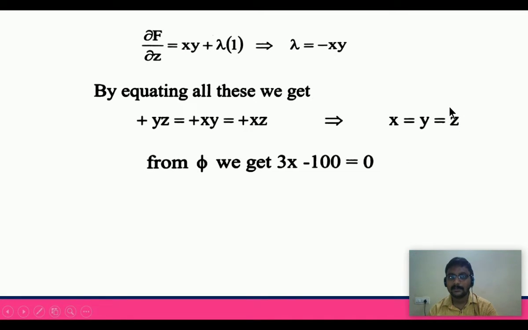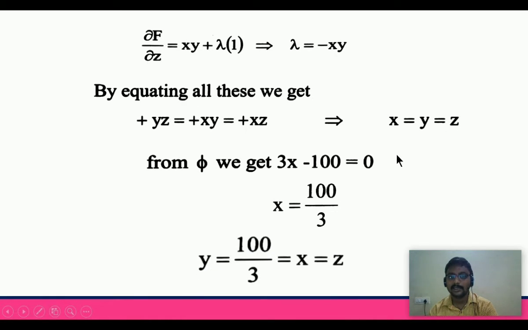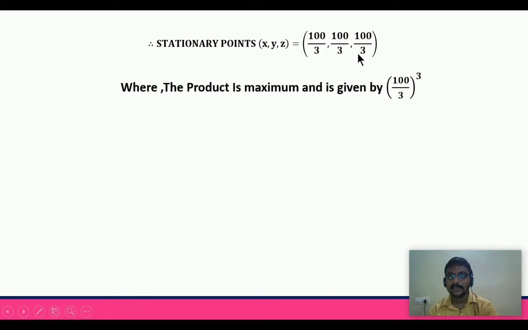So z is replaced with x and y is replaced with x. So we will have x plus x equal to 100, or 3x equal to 100, or 3x minus 100 equal to 0, which implies that x is 100 by 3. Since x equal to y equal to z, we will have y is also 100 by 3 and z is also 100 by 3. So thus the required stationary point xyz is 100 by 3, 100 by 3, 100 by 3.